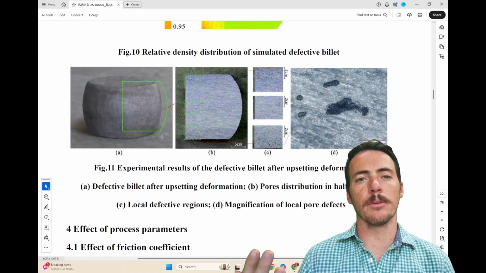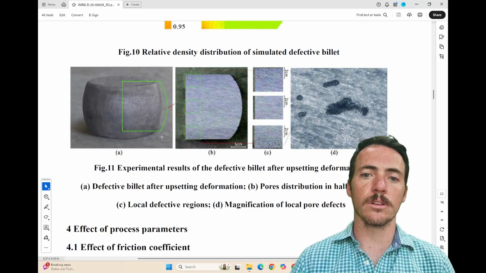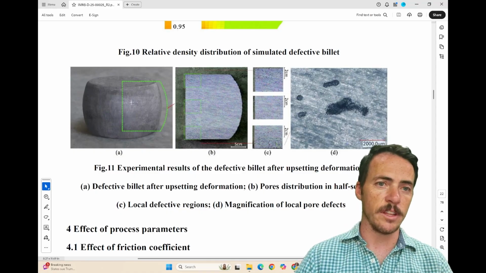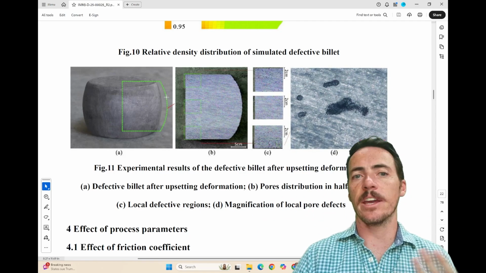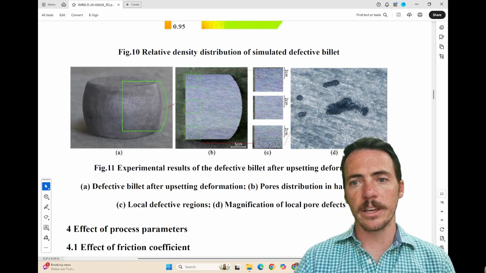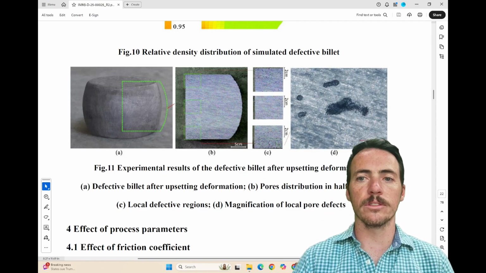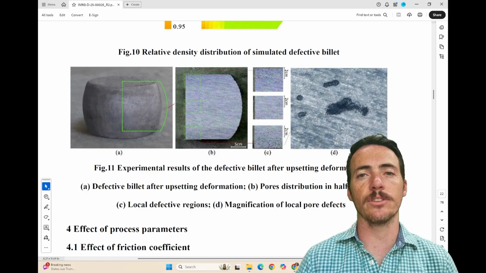Here's some examples of what the experimental materials look like after upsetting, right? So you can see this thing that was sort of cylindrical has now been squished and it's bulging out the sides. They can actually look at what the defects look like and analyze them within the material to see what the pore distribution looks like after deformation.